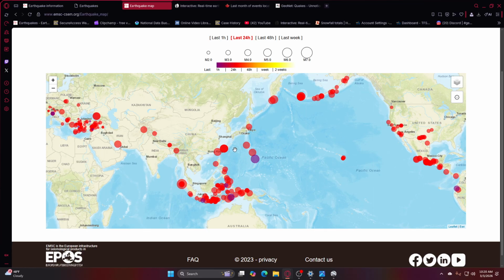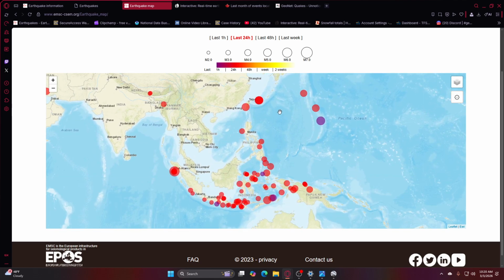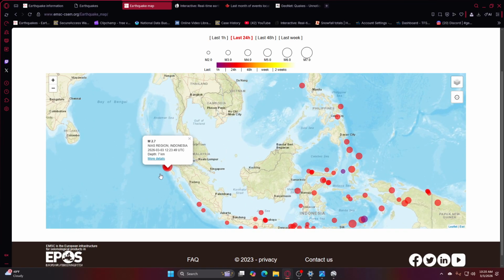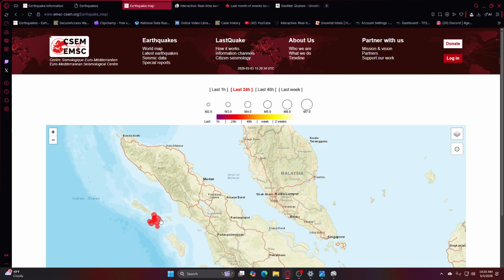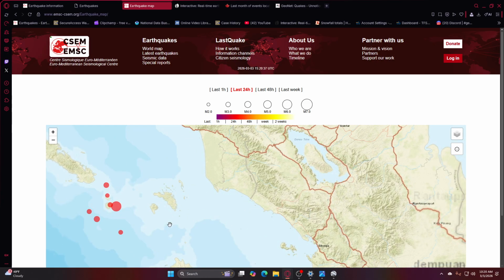So let's go over here to Indonesia. Let's see if we can find this earthquake. That's 2.7. Why am I clicking the wrong one here? I keep clicking the wrong one. That's a 3.0. That's the 6.2 right there. Well, it's 6.2. They've listed it as a 6.2. However, they've got it at 15 kilometers in depth here on EMSC. So, anyways, I'm assuming that it upgraded, but this one here is by EMSC.